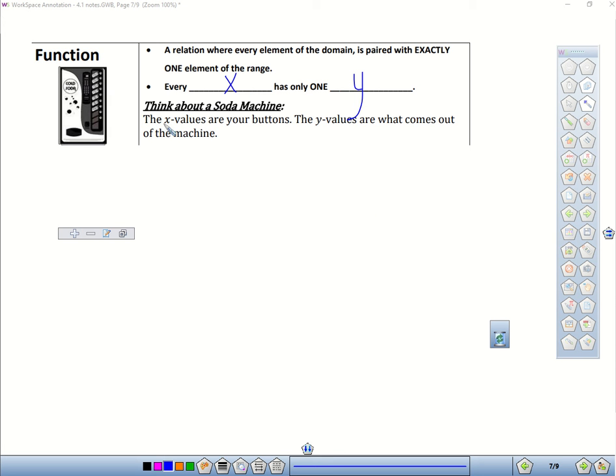Think about a soda machine. The x values are your buttons, and the y values are what comes out of the machine. If you have a button, it can't go to 2 different sodas. You can have a button that gives Sprite or Coke, but you're not going to want to push it if you don't know what you're going to get, right? So that's how a function works.